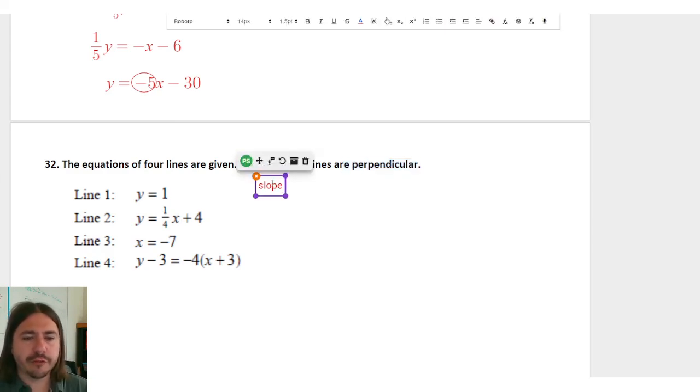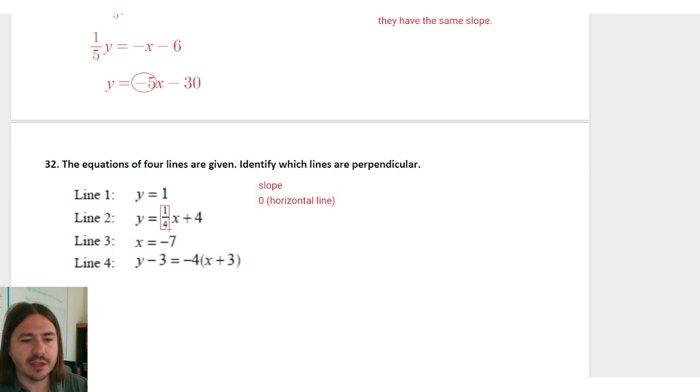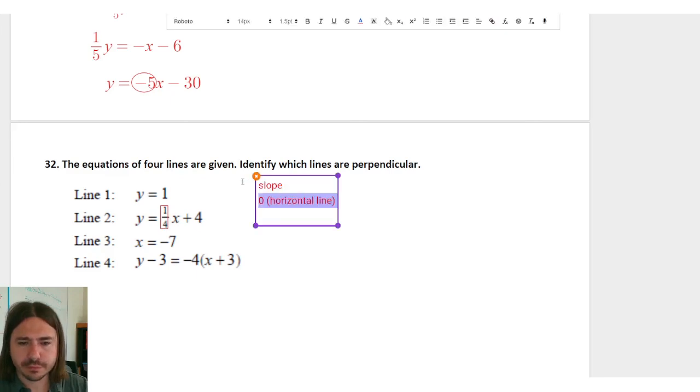So the slope of the first one, y equals 1, that's a horizontal line. So the slope is 0, and I'm just going to make a note that it's horizontal. Okay, for line 2, the slope is going to be 1/4, and we can see that because it's in slope-intercept form. So that one is just 1/4, or just a quarter, basically.